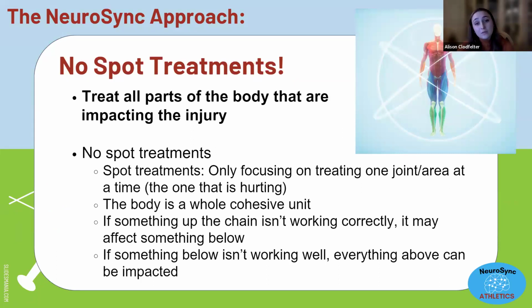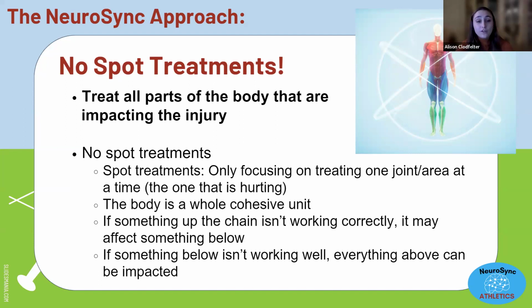The second thing we like to be really mindful of with our NeuroSync approach is doing no spot treatments. We like to treat all parts of the body that are impacting our injury, not just one area. More specifically, spot treatments are when you only focus on one joint or area that's injured. For example, if you have a knee injury and you just treat the knee, then that's kind of like a spot treatment. Whereas if you're treating your knee, you want to be treating your glutes, your core, all the areas around that joint that need to work to stabilize it as well.